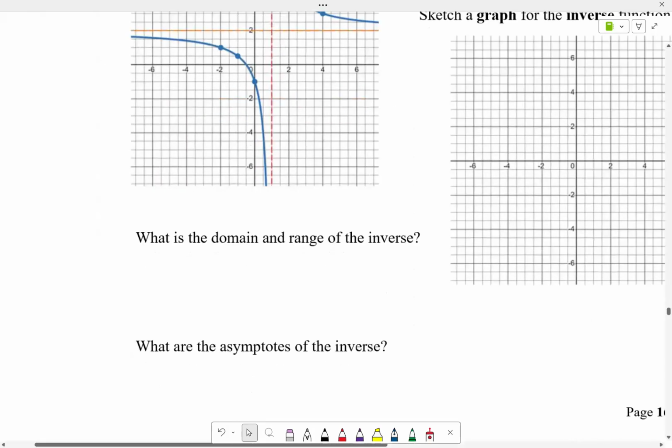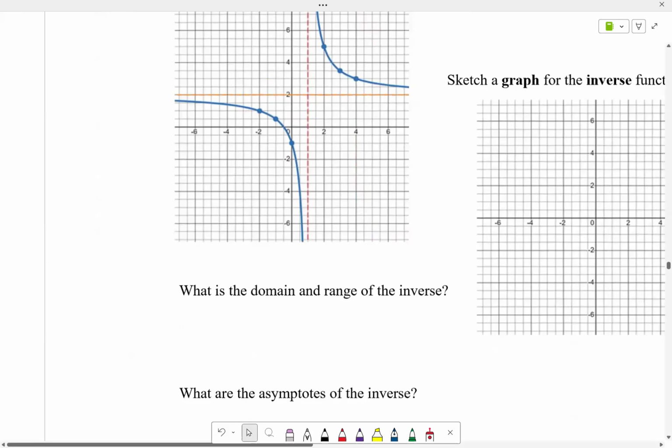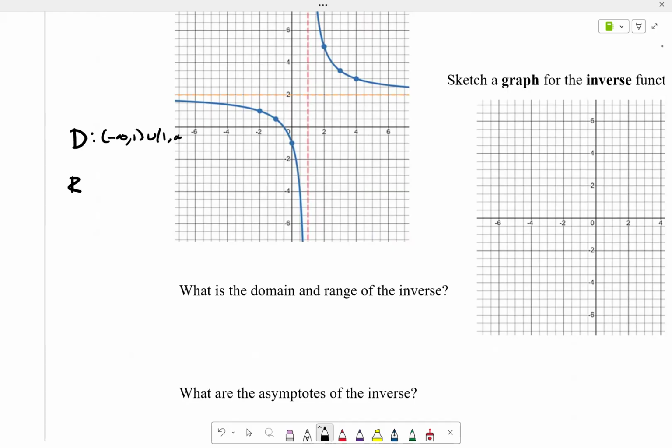Elle, can you help us out? How are you supposed to get the domain and range of the inverse? We haven't even found it. Oh, okay. What is the domain of the original function? Okay, negative... I think this is what I heard. Is this right? Cool, so the domain of the inverse is?